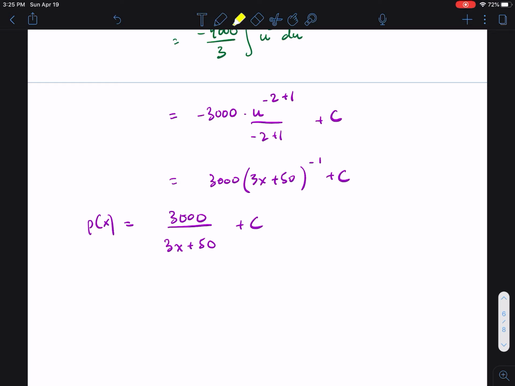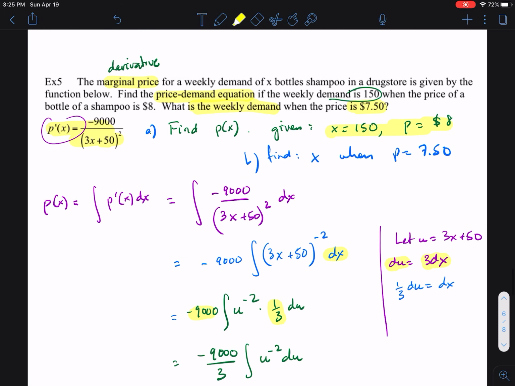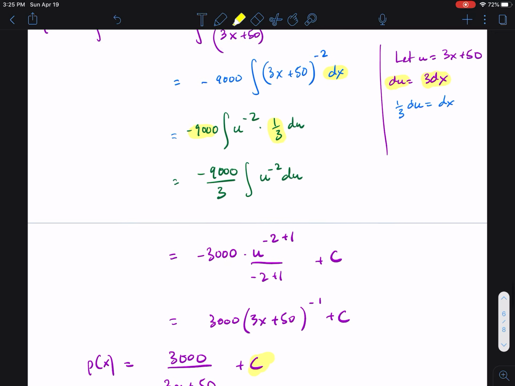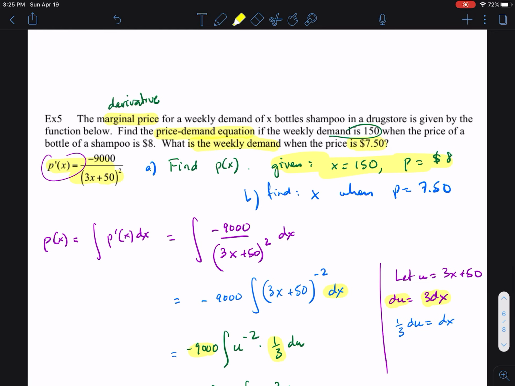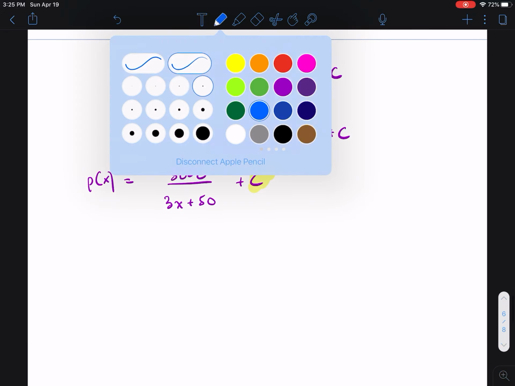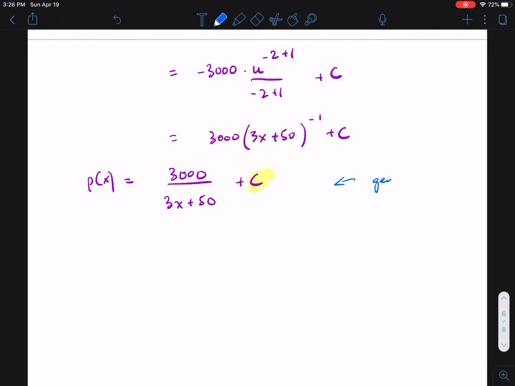We don't know what this constant C is, so we have to solve for it. That's where the information comes in. The initial condition is going to allow us to solve for the constant C. This is just the general solution of the price demand equation, because C is arbitrary. To find the particular solution, we have to use the initial condition here. This is our initial condition.